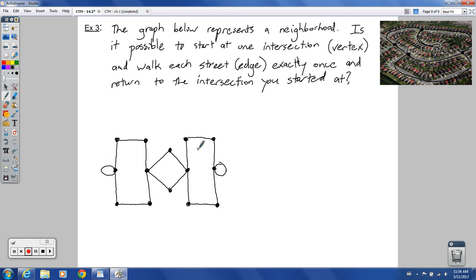Now we have to figure out, are any of these vertices odd? If they are, it's not possible to draw an Euler circuit. If there's no odd vertices though, then we're good to go. And so let's give these points some labels as well. We'll just call them A, B, sorry, I meant to call this one C. There's D and E. The one with the loop will be F. Here's G, H, and I. This will be J, K, L, M, and N.